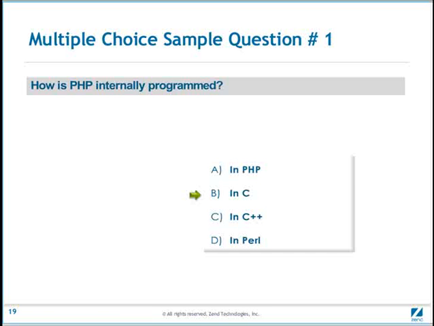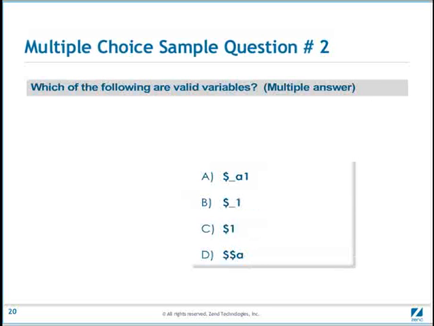This next sample question, this one has multiple answers. So take a look at this one. Which of the following are valid variables? And choose which you think are the correct responses. One thing to note on these multiple answers, you must get them all correct in order to get the answer to the question right. There are no partial credits.